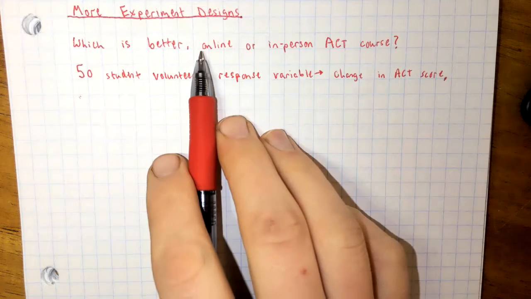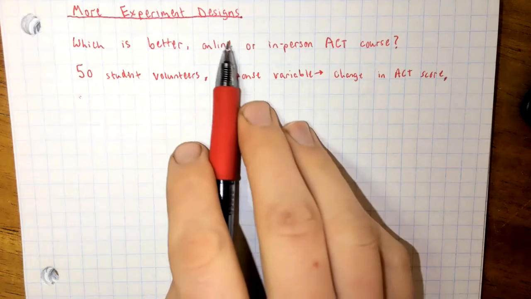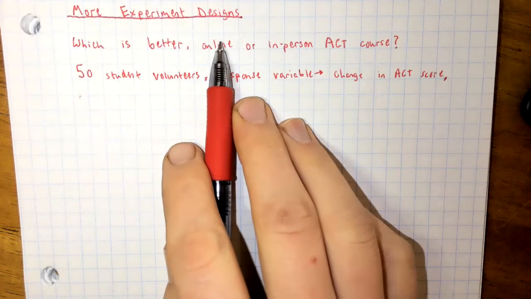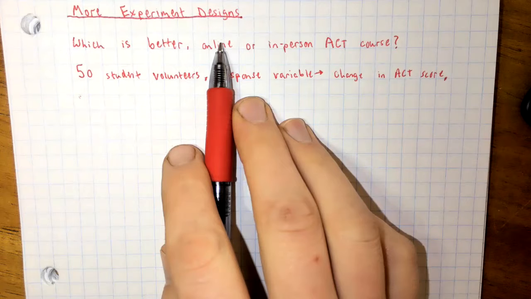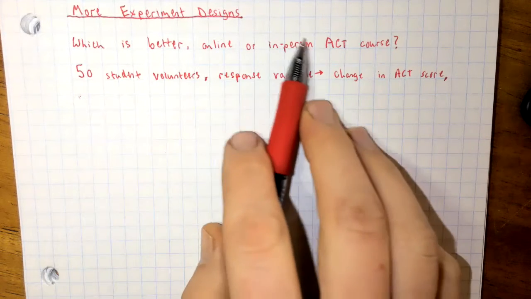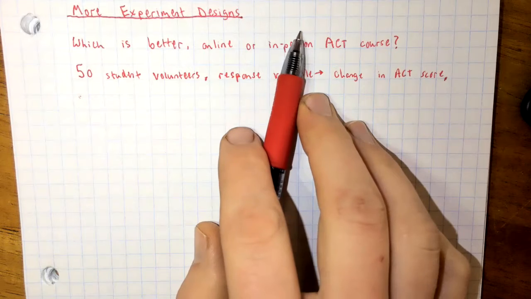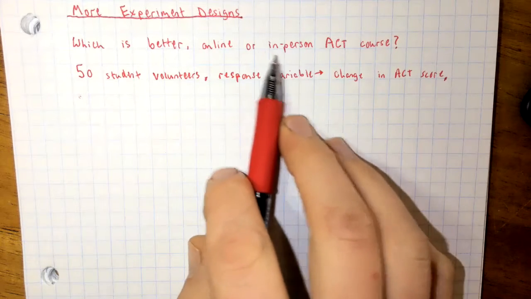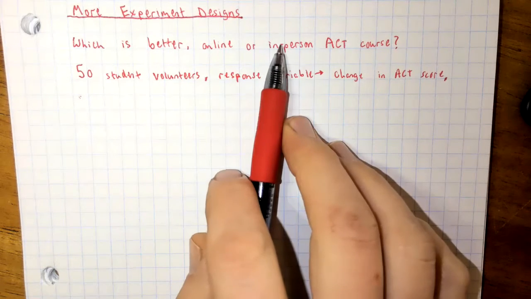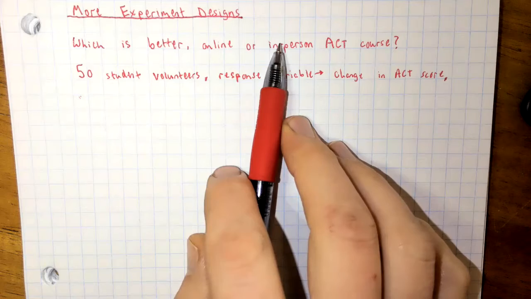Are you going to be better off taking the online version, where you're able to work at your own pace and you just watch videos, pause, play, ask yourself questions, self-reflect and stuff? Or are you better off taking the prep course in person, either after school or on Saturdays, where you can ask a teacher questions about questions on the ACT?